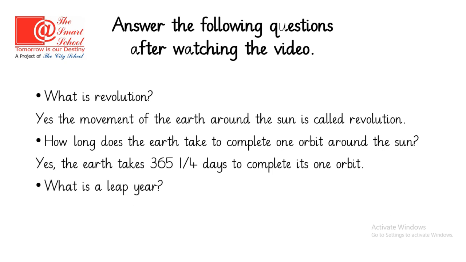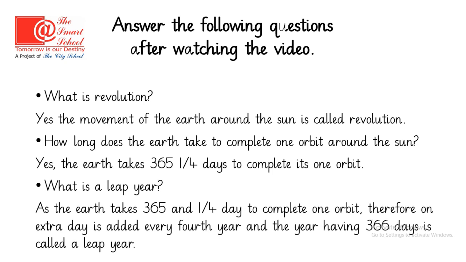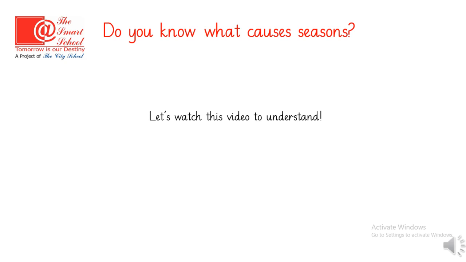What is a leap year? As the Earth takes 365 and 1/4 days to complete one orbit, one extra day is added every 4th year, and the year having 366 days is called a leap year. Do you know what causes seasons? Let's watch another video to understand the concept.